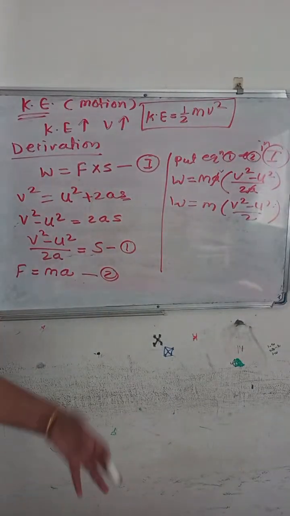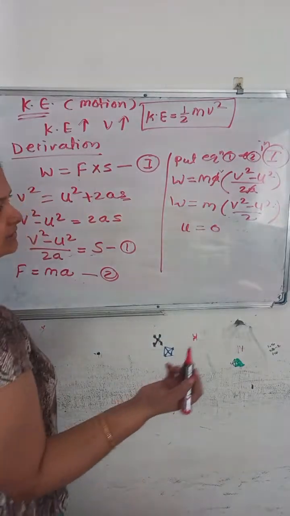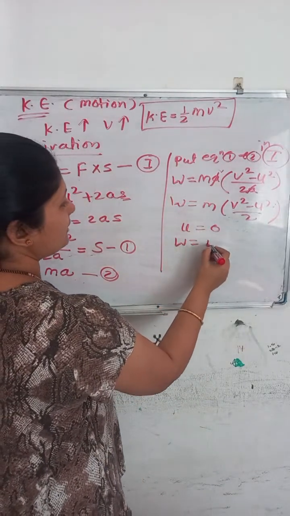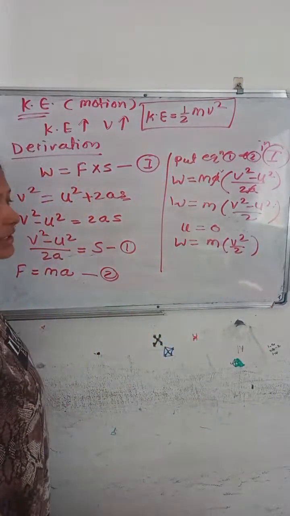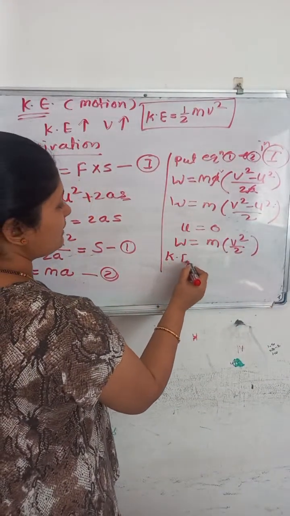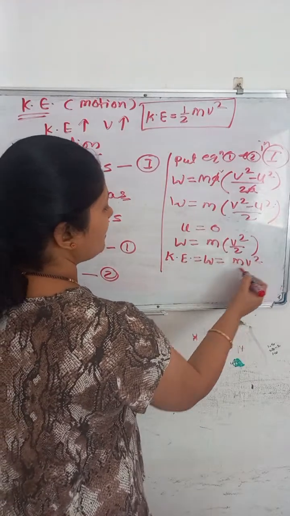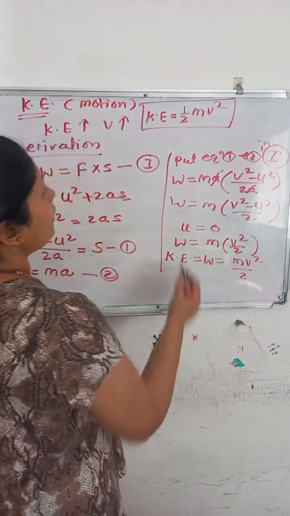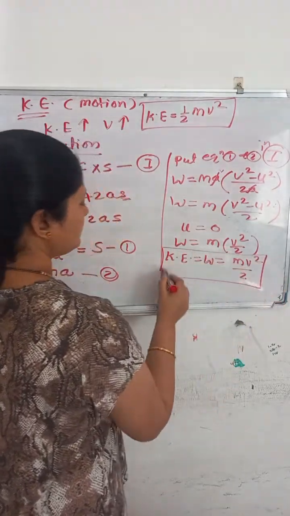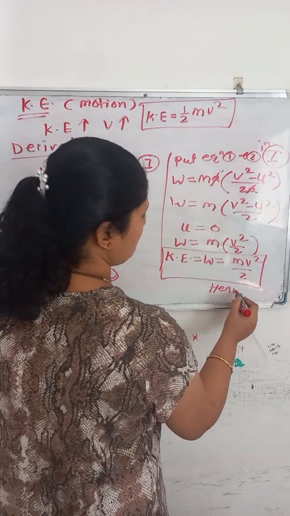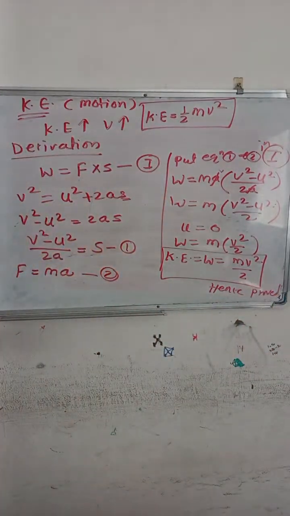Suppose the body is initially at rest. That means u is 0. So work done is m v square divided by 2. Can you get it? Work done is nothing but kinetic energy, and that kinetic energy is mv square by 2, or half mv square. So how we derived it: hence proved. This is a very important derivation from the exam point of view.